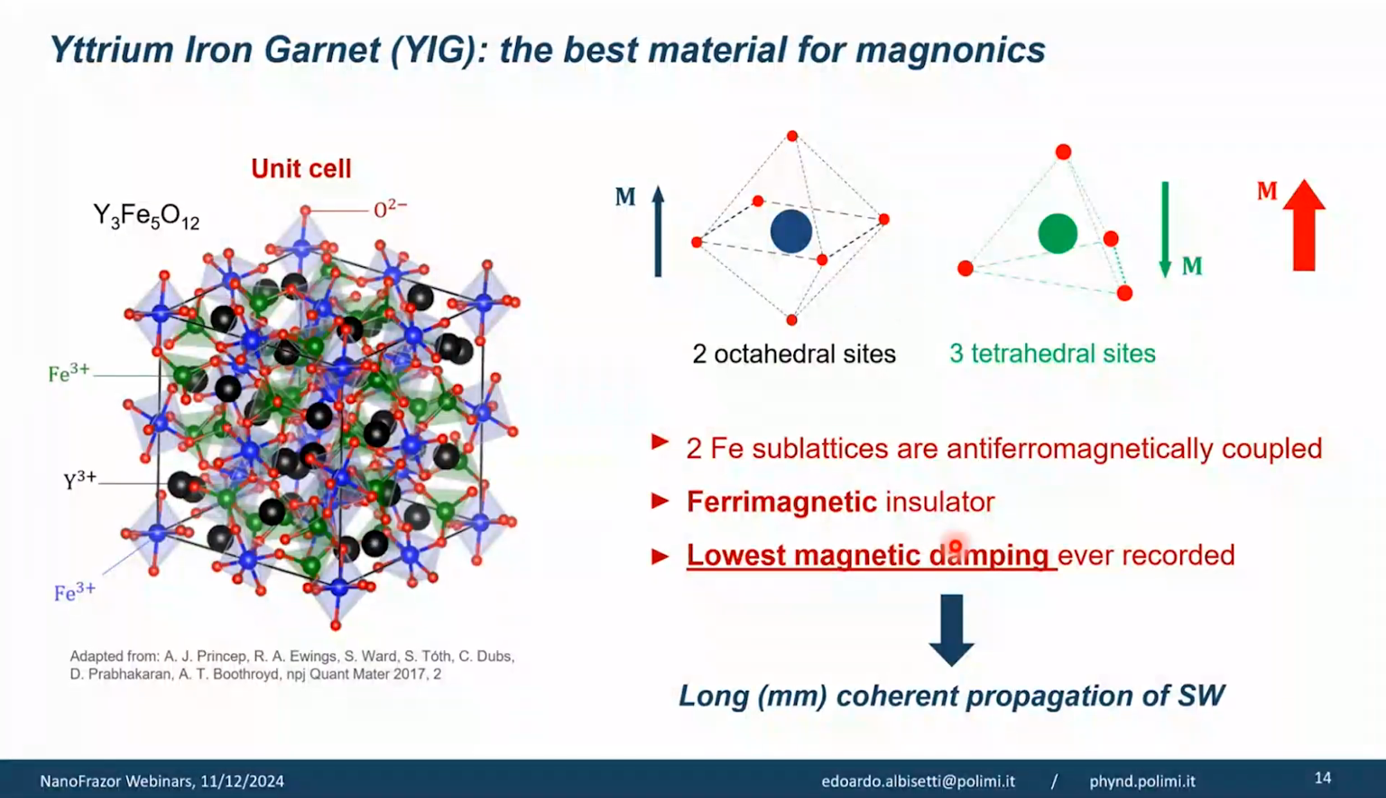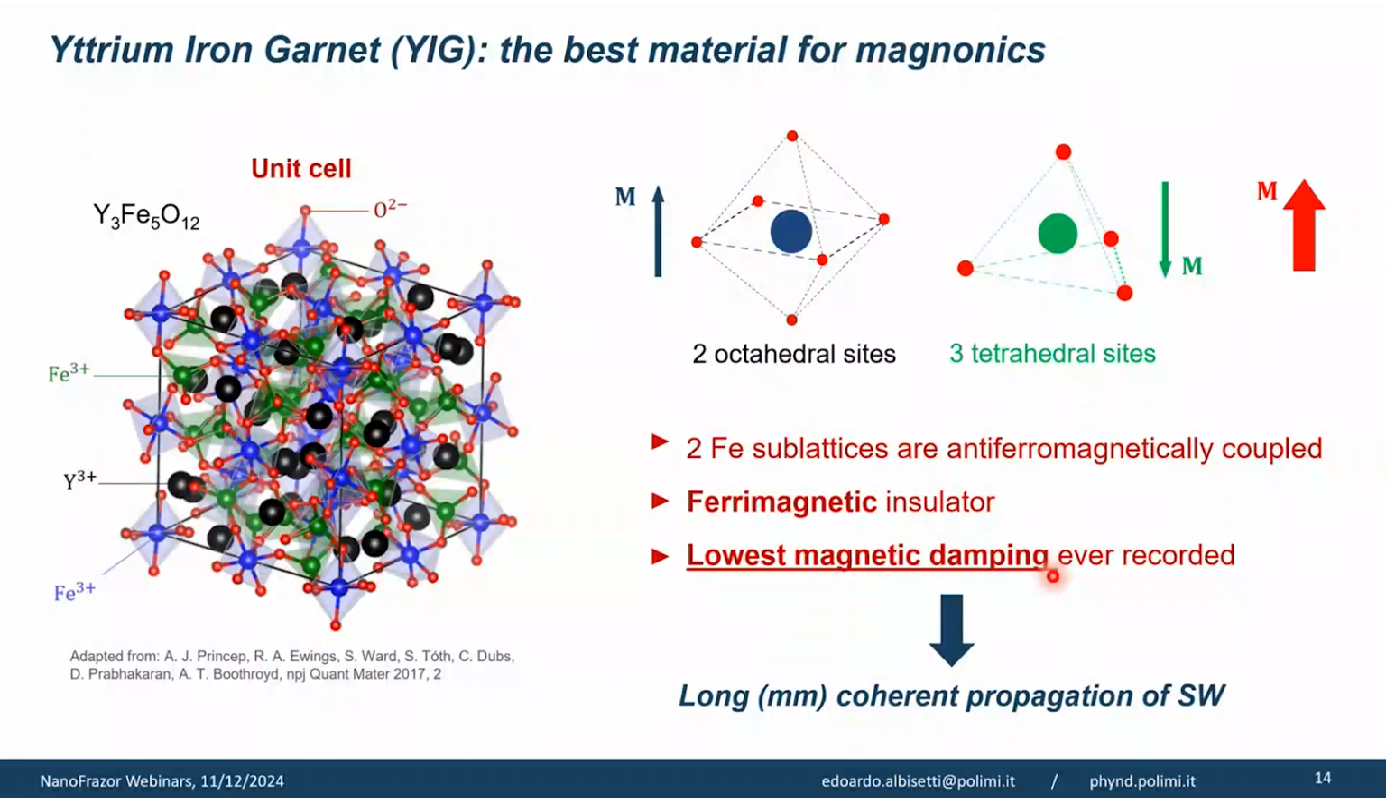An important thing about this material is not really the fact that it's magnetic, because there are a lot of other magnetic materials, especially metals, but it has the lowest magnetic damping ever recorded. And magnetic damping is what kills spin waves that propagate within a material. So when you have a metal and you launch a spin wave, after a few microns, the spin wave decays exponentially because of losses of the energy of the waves, for example, in the lattice.